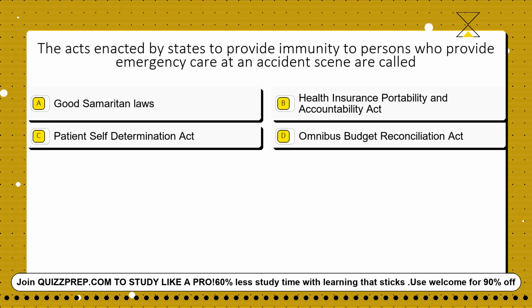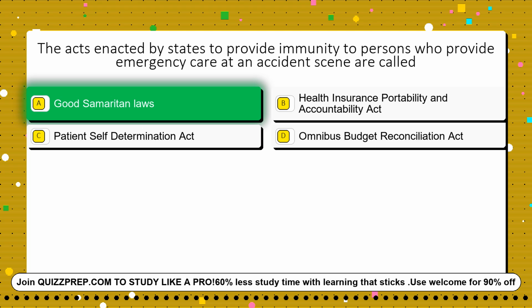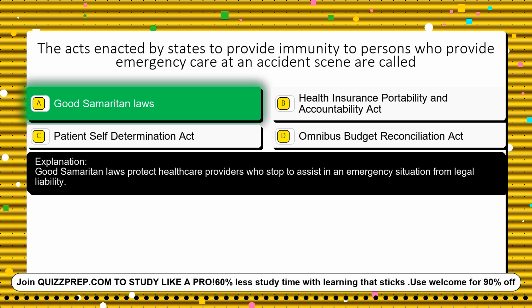Option B, Health Insurance Portability and Accountability Act. Option C, Patient Self-Determination Act. Option D, Omnibus Budget Reconciliation Act. The correct answer is option A, Good Samaritan Laws. Good Samaritan laws protect healthcare providers who stop to assist in an emergency situation from legal liability.